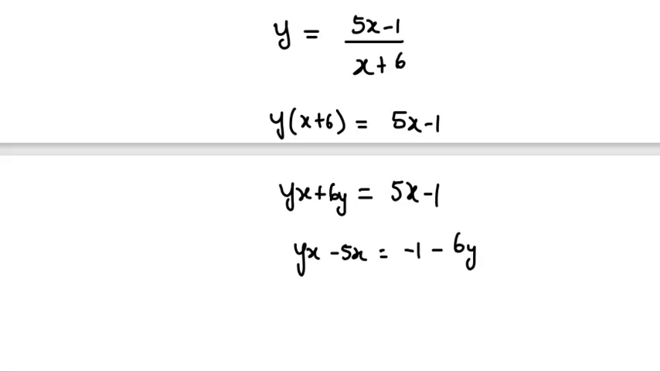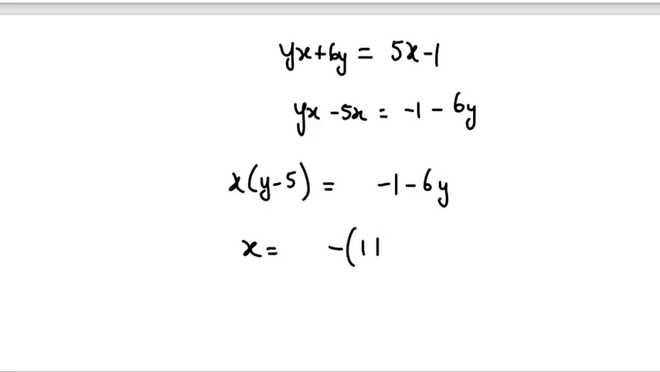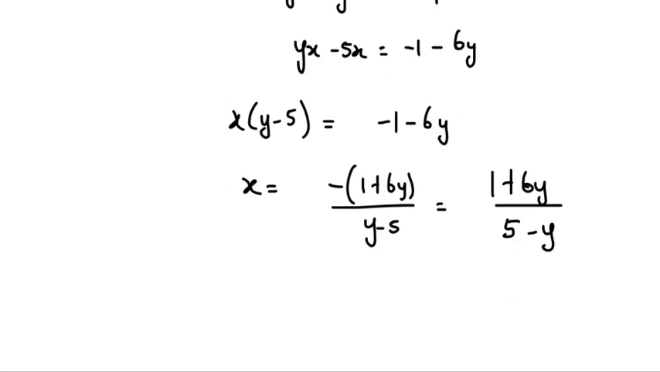Now you can factor out x from the left hand side of this equation. So we get x times the bracket y minus 5 equal to negative 1 minus 6y. Dividing by y minus 5, we get x equal to, factoring out the negative sign, negative 1 plus 6y divided by y minus 5. With the negative sign, we change the sign at the denominator, so we get 1 plus 6y divided by 5 minus y. So this is the inverse of this function.